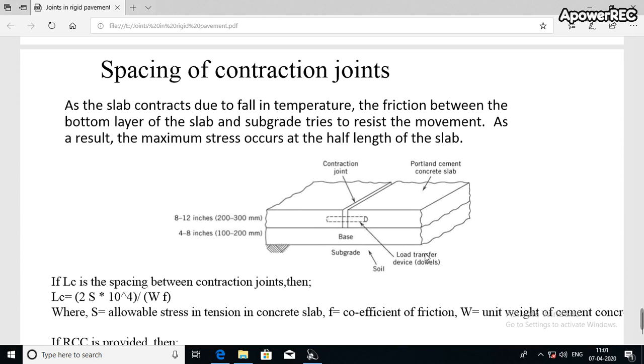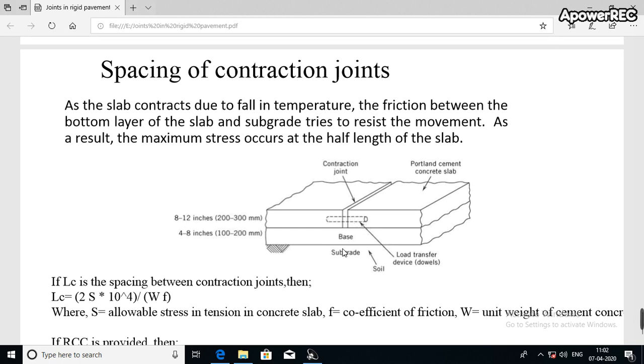But why have I provided this picture? You can see that the subgrade layer is there, and over that the base as well as the surface layer or the concrete slab is there. One load transfer mechanism is there, that is the dowel bar, that we will be discussing in our next class. Now, what actually happens when the contraction takes place, the frictional force will try to move that slab to its basic position, to its normal position.